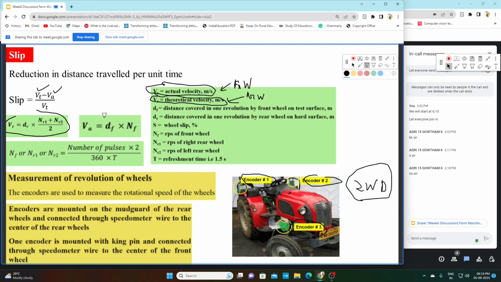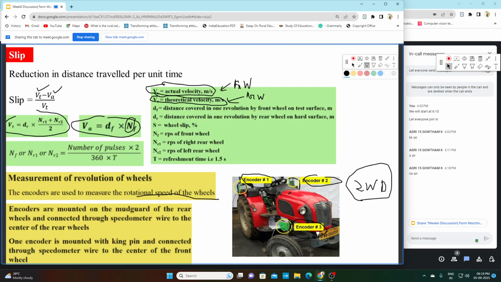So now let's go into this formula, how we receive this Vt and how we receive this Va. Now, what does the encoder measure? The encoder measures the rotational speed of the wheel. So it measures the n, or rps or rpm, that is, revolutions per minute or revolutions per second.